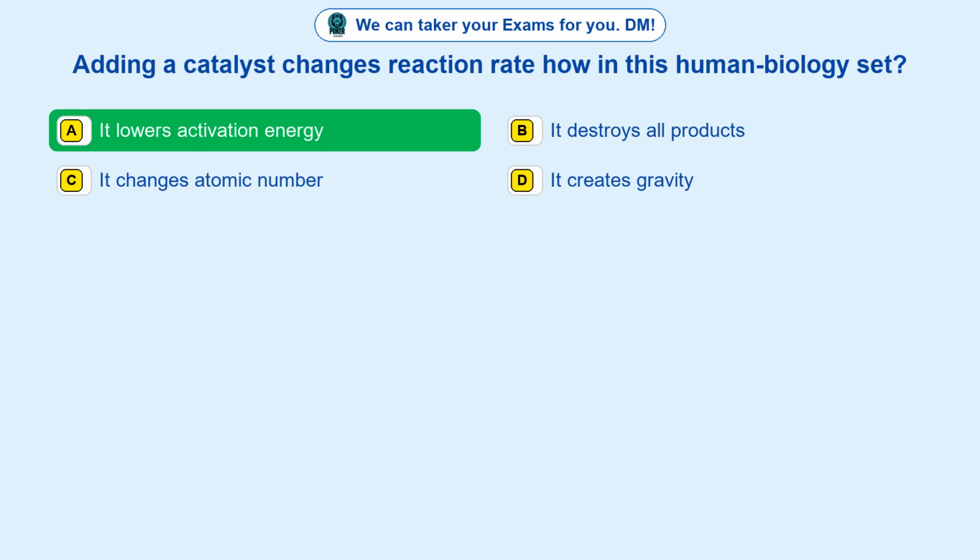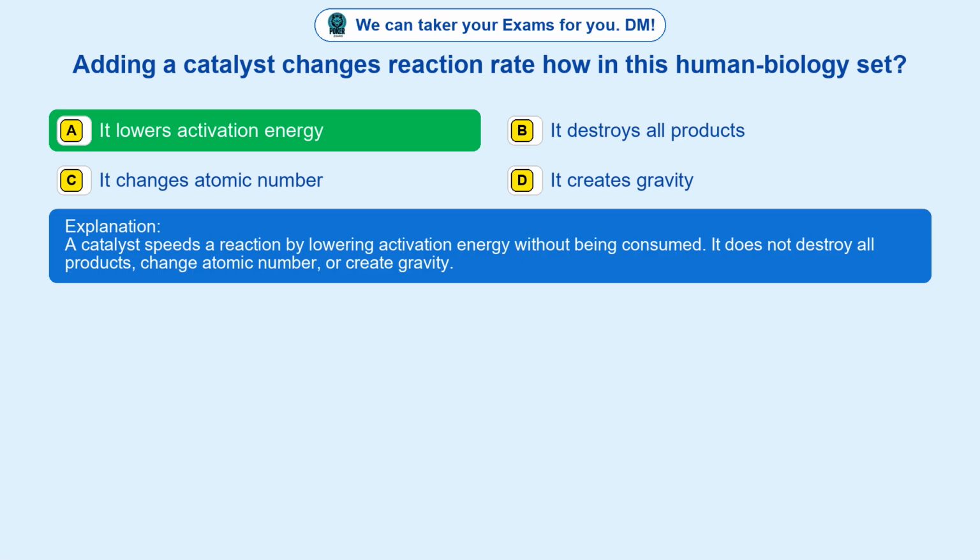The correct answer is option A. It lowers activation energy. A catalyst speeds a reaction by lowering activation energy without being consumed. It does not destroy all products, change atomic number, or create gravity.